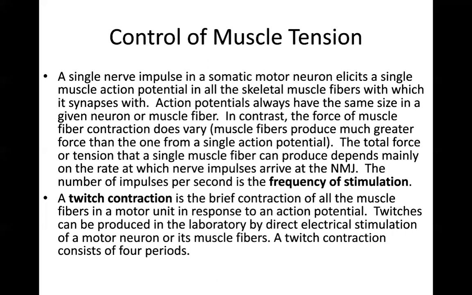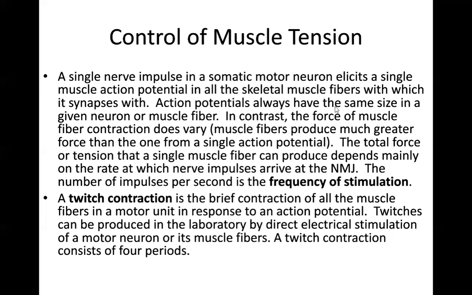Let's talk about controlling muscular tension. All right, reading through. A single nerve impulse in a somatic motor neuron elicits a single muscle action potential in all the skeletal muscle fibers with which it synapses. Action potentials always have the same size in a given neuron or muscle fiber, meaning no matter how strong the stimulus, we depolarize to that positive 30, 35 number before we repolarize, right? Talked about that when we talked about neurons, same thing in muscles.